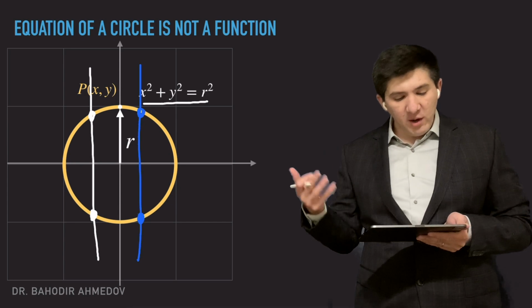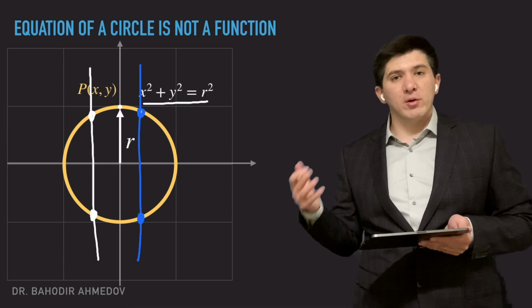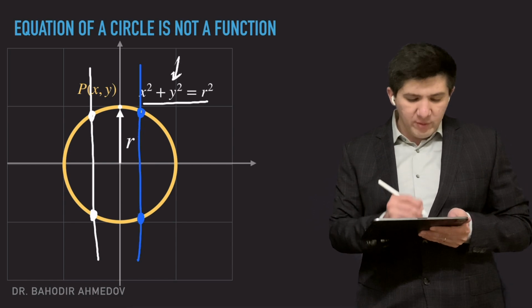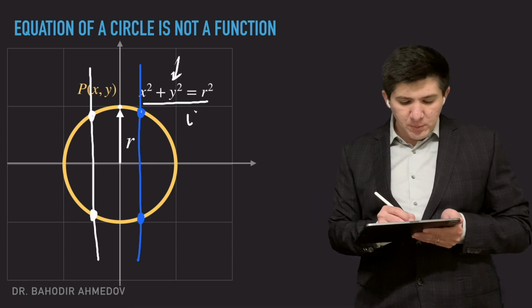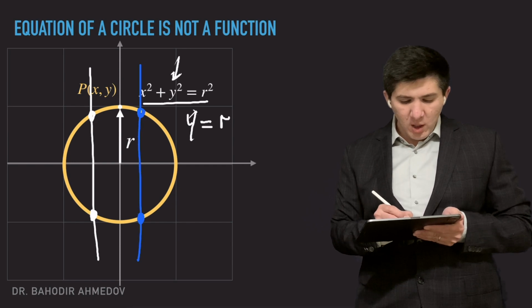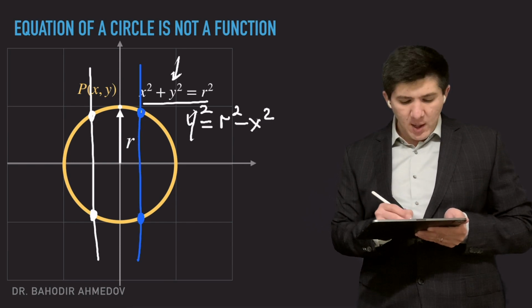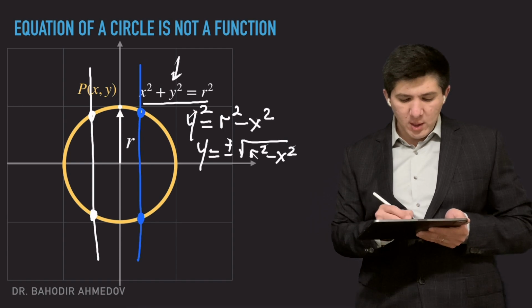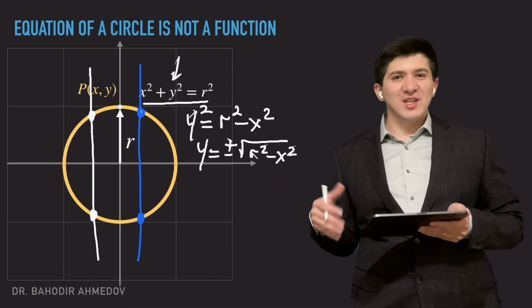So in order to find the equation of the upper half or the lower half, we need to find y from here. Okay, so if you find y from here, it's going to be y in the square is equal to r squared minus x squared, right? And y is going to be equal to plus minus square root of r in the square minus x in the square. Okay, so essentially, you're going to get two roots, right?